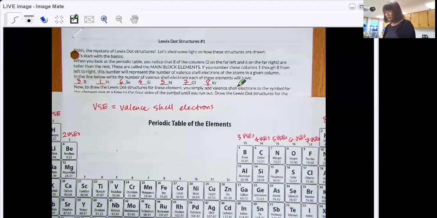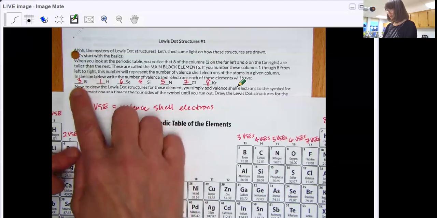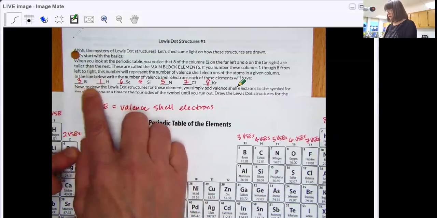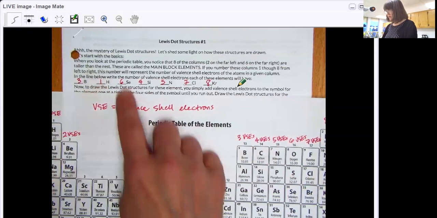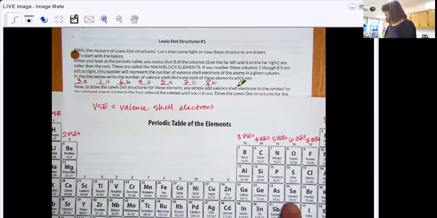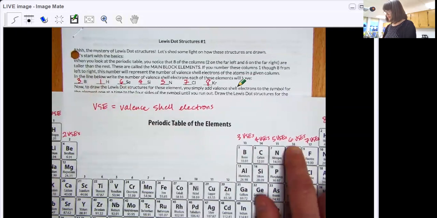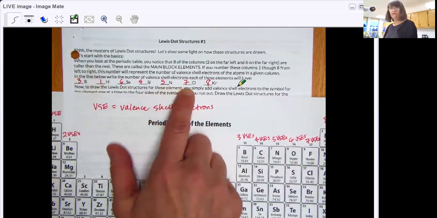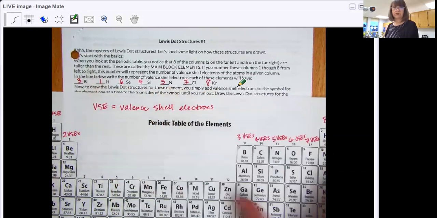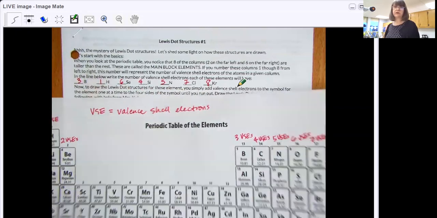Okay, so let's go ahead and check your work. You should have had 3 for boron, because it's in this column, 3, 1 for hydrogen, 6 for selenium, which is right here below oxygen, so it should be 6, 4 for silicon, 5 for nitrogen, 7 for chlorine, and 8 for krypton. So what do we do with that?